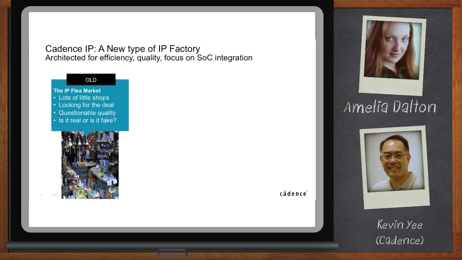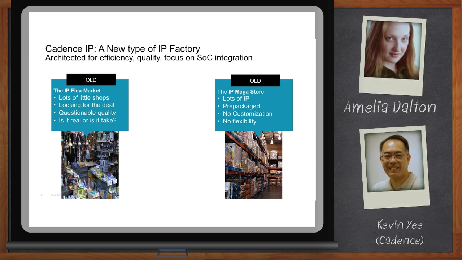Then if you go to the other extreme of how IP has been addressed, it's what we call the mega store. Think of the Costco model. They have lots of things, everything prepackaged, but what you see is what you get on the shelf. So if I'm buying lunch and I just need a small bag of chips, I'm forced to buy the 50-pound bag because that's what they have. But if you're doing a big party and the 50-pound bag is what you want, then it's a great fit. But if you're just looking for lunch, it's kind of overkill.